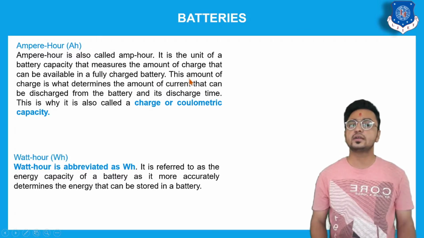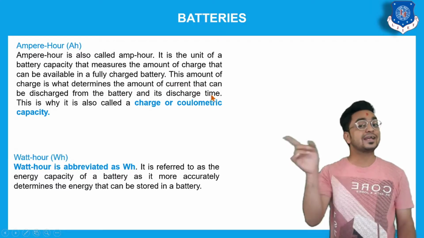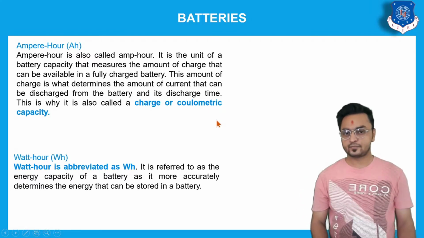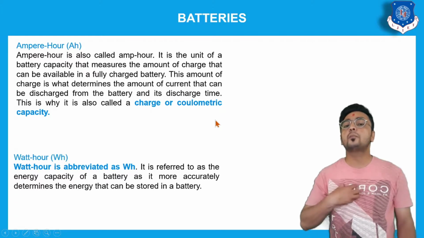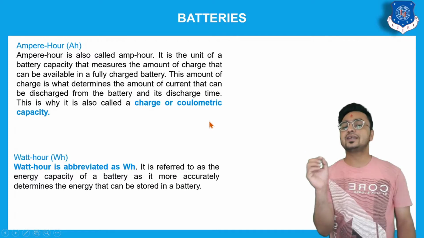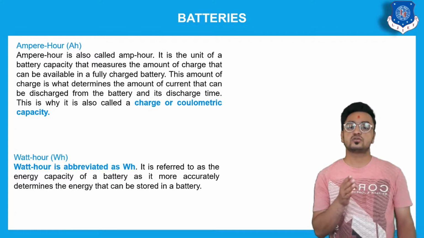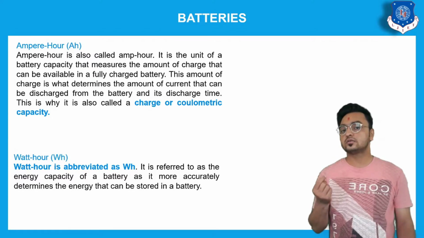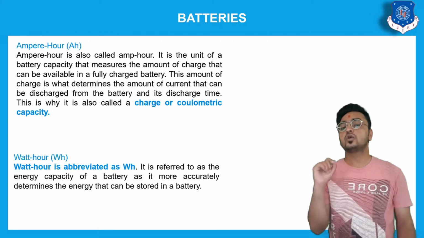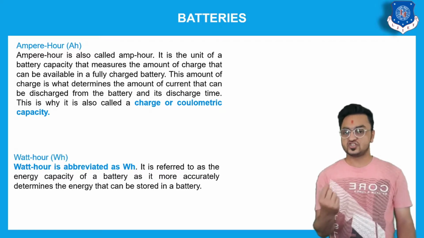Now, this amount of charge is what determines the amount of current that can be discharged from that battery and its discharging time. For example, let's suppose we have one battery with a 10 ampere hour rating. Based on that, you can decide that if we use a particular amount of current, how much time you can use that amount of current for. So that will also define the discharging time based on a particular discharging current.